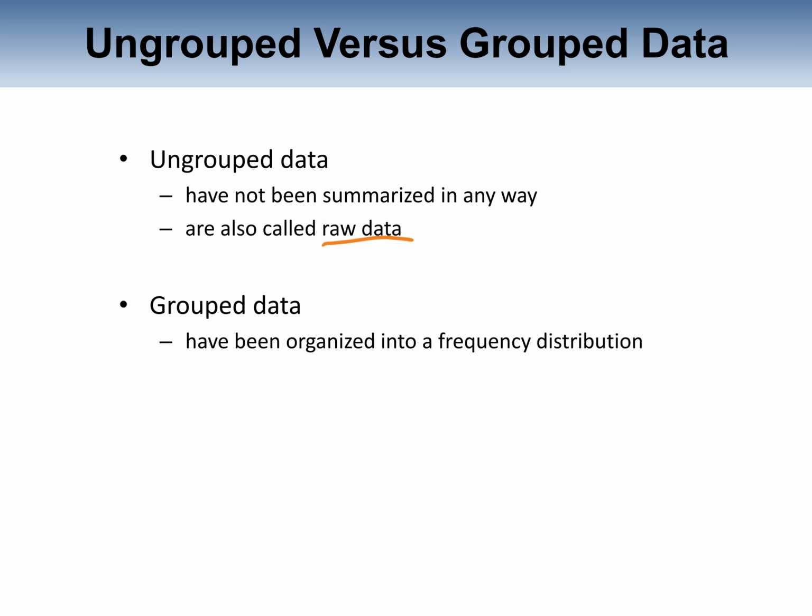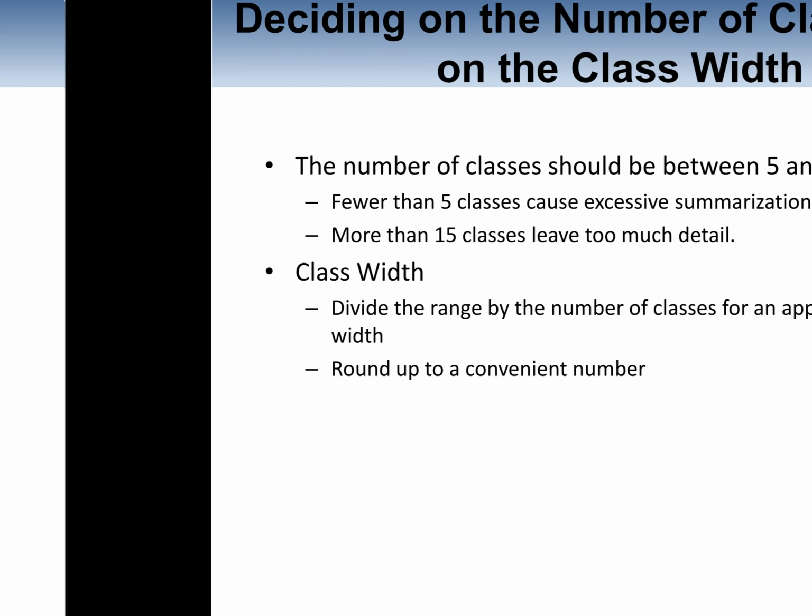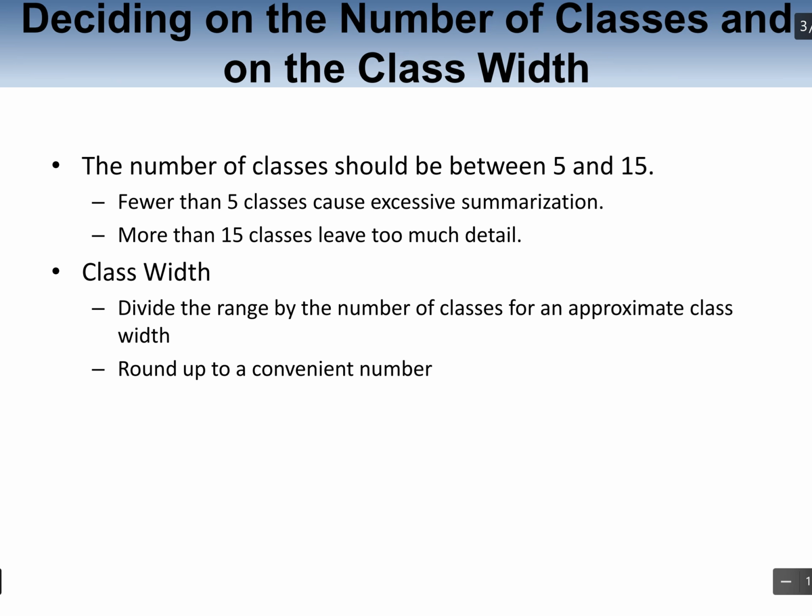So what is a frequency distribution? A frequency distribution is a summary of the data that is presented in the form of class intervals or frequencies. So basically, frequency is how often those observations occur. So we're going to learn here how to construct a frequency distribution of a given data set.